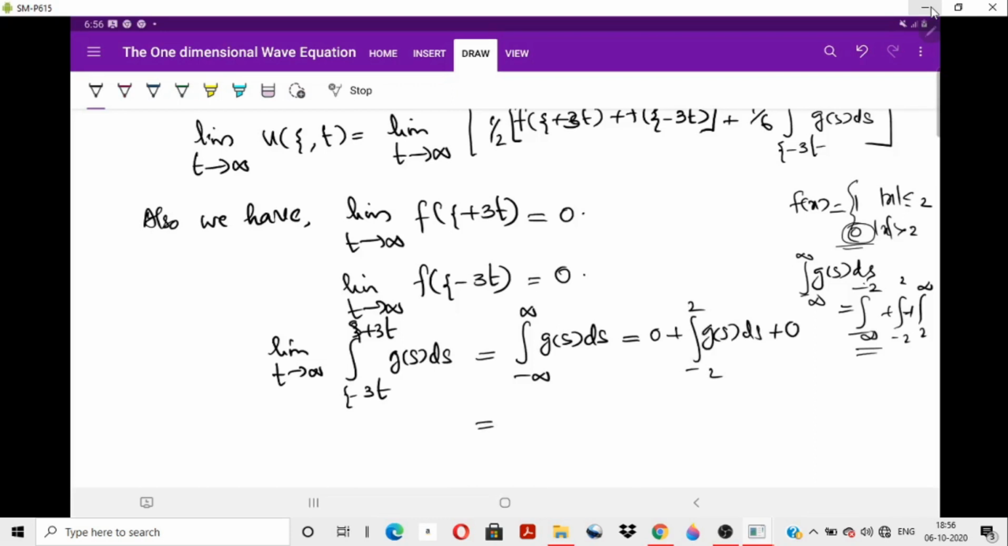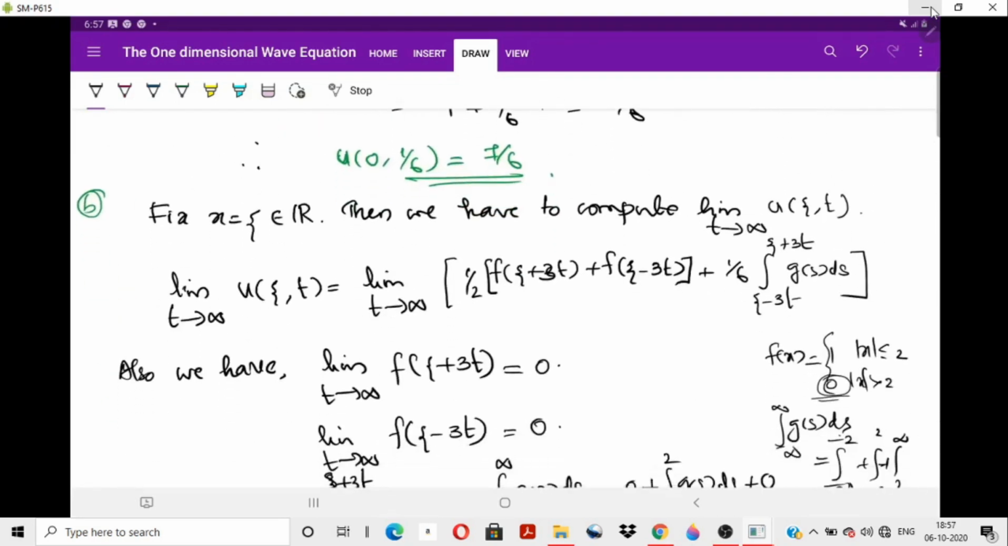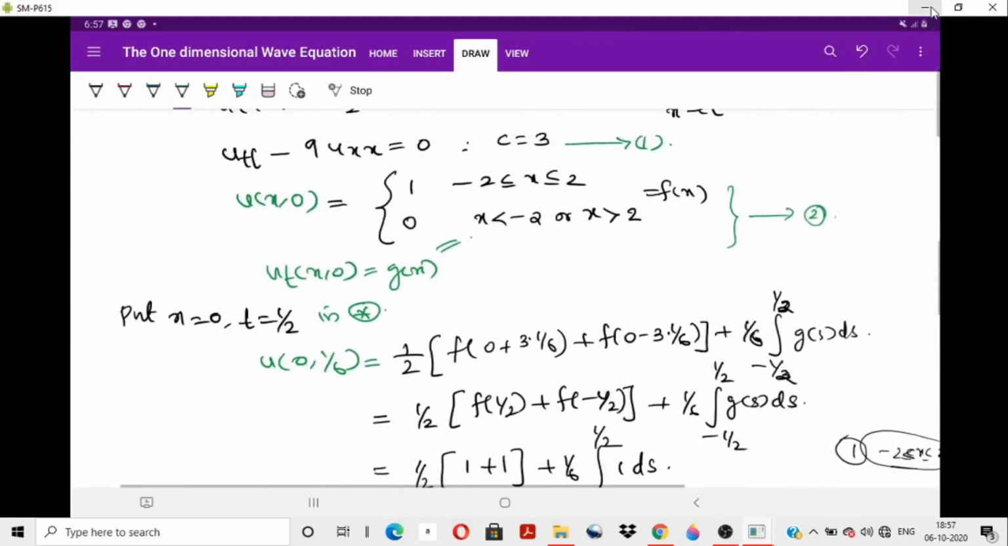So this will be equal to, since on minus 2 to 2 g of s is 1, the integral from minus 2 to 2 of 1 ds, that is equal to 4. So the limit as t tends to infinity of the integral from theta minus 3t to theta plus 3t of g of s ds is equal to 4. Substitute this in this equation. Let this equation be number 3.